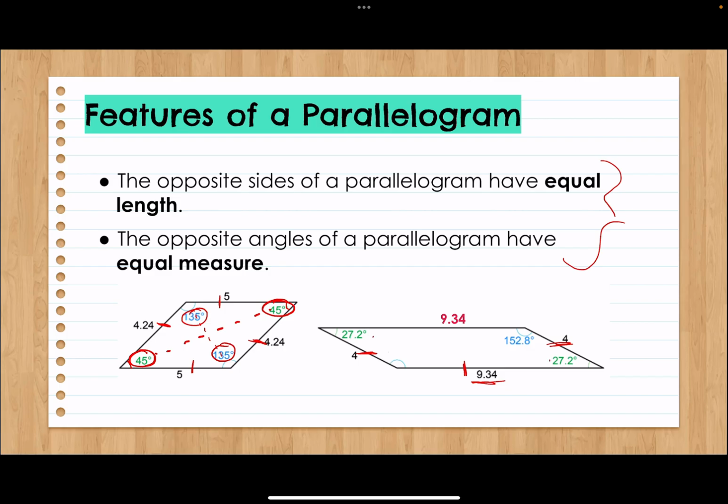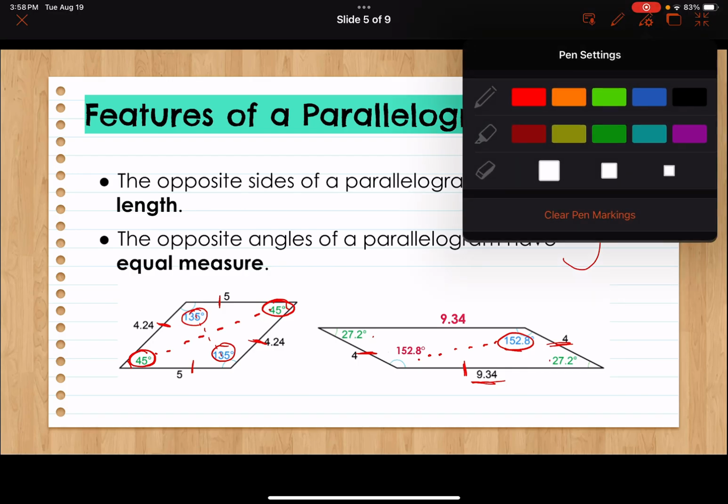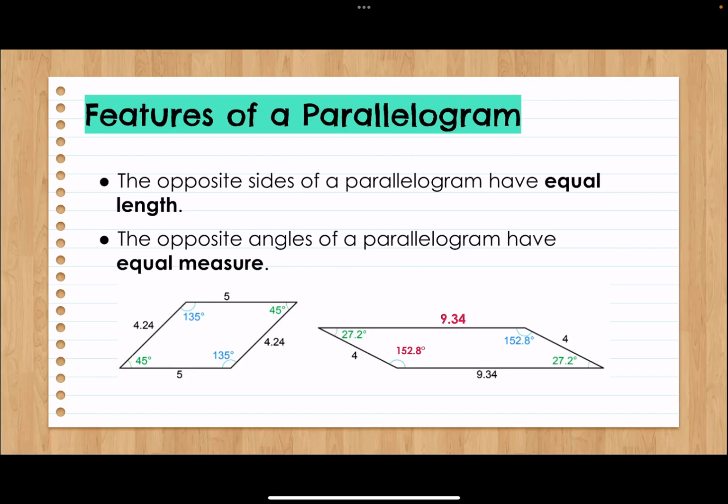These two angles are congruent to each other. I keep on using that fancy word. What I mean is they have equal measure. So the opposite angles will have equal measure. So if this one's 152.8 degrees, that means the other angle is also 152.8 degrees. Just so you can look at that all nice and clean. Oop, I took up all my pen options.